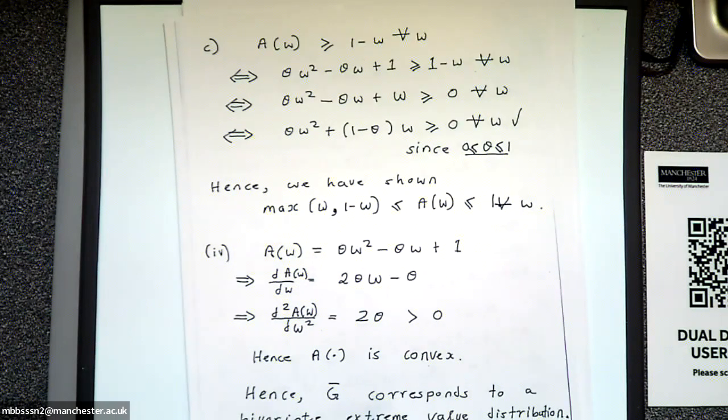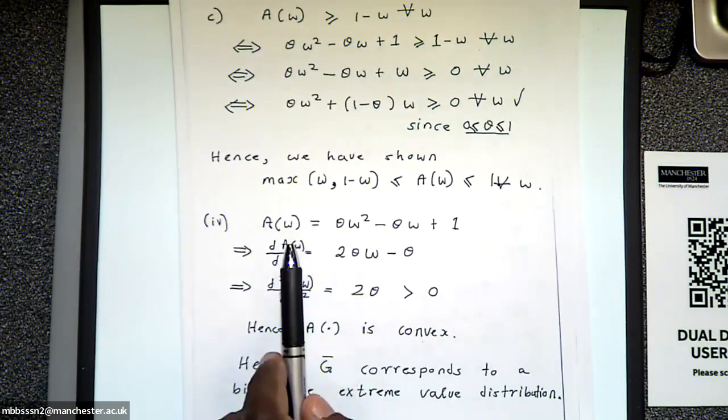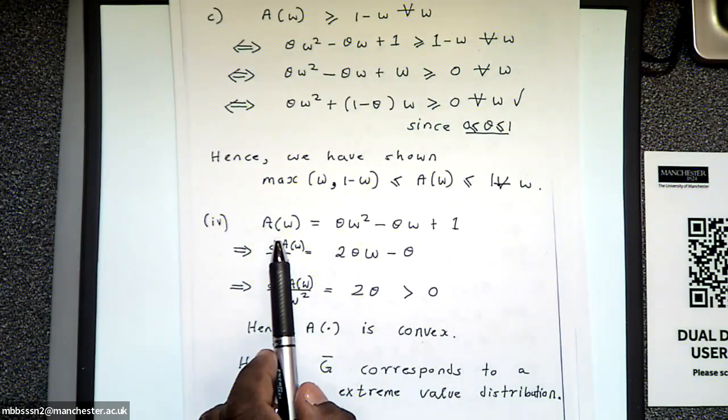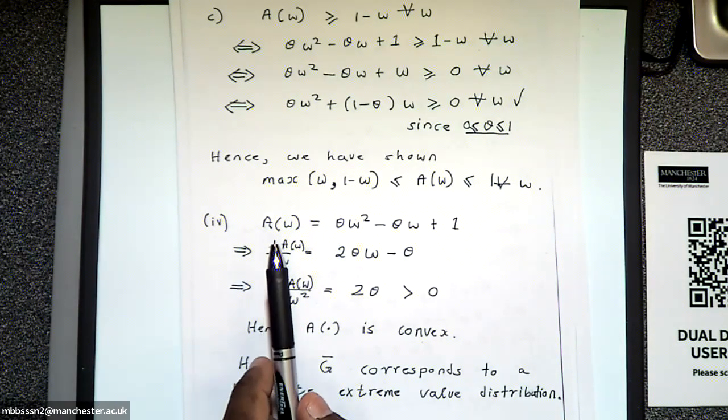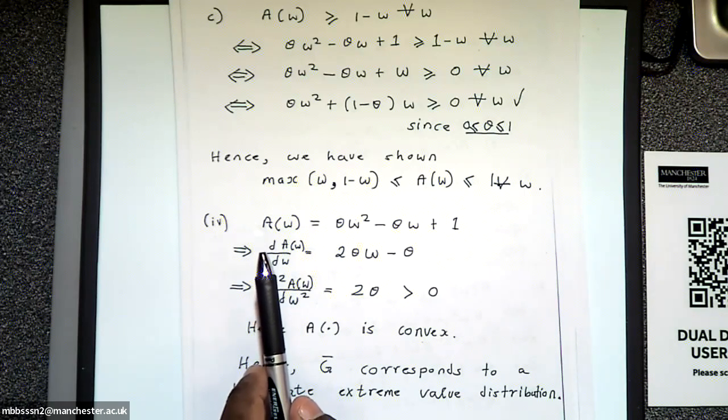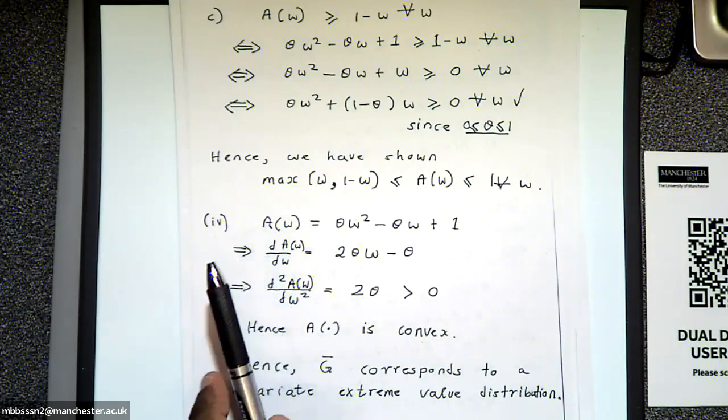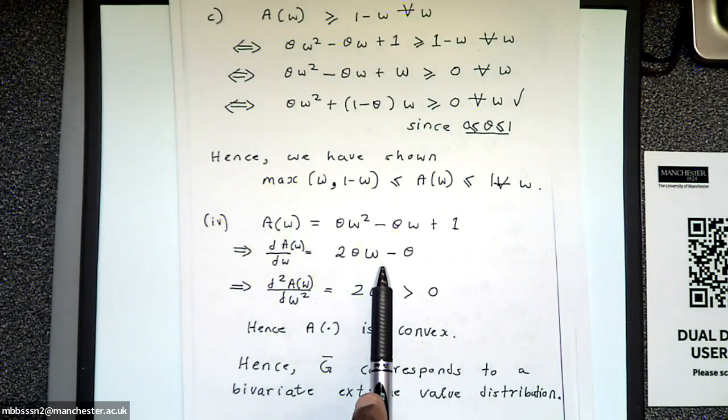And the fourth condition is that you must prove that A is a convex function. As I said to you just a minute ago, a function is convex if the second derivative is positive. So the first derivative is this, the second derivative is 2 theta, which is a positive number. Therefore, A is convex. So hence, G bar corresponds to a bivariate extreme value distribution.